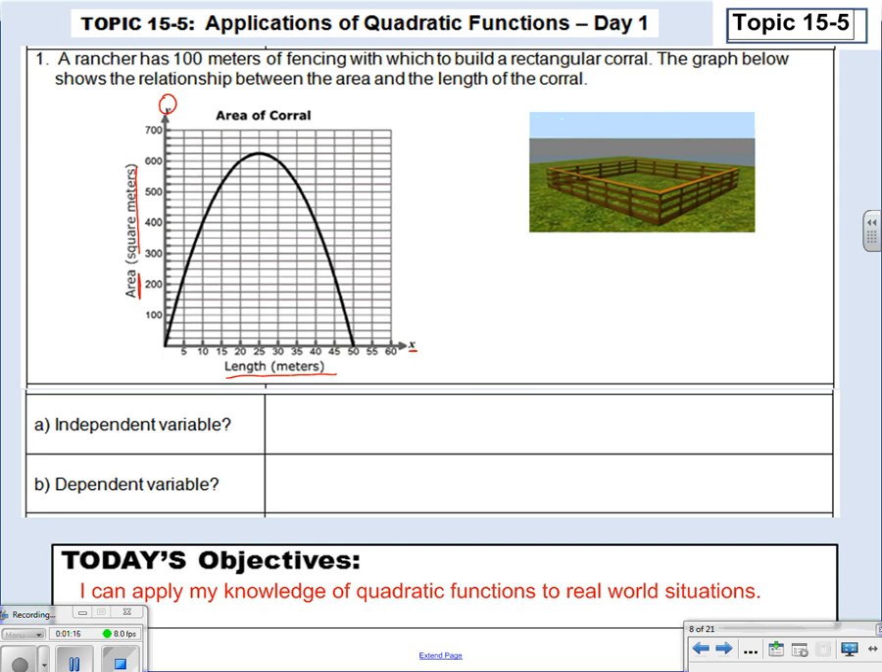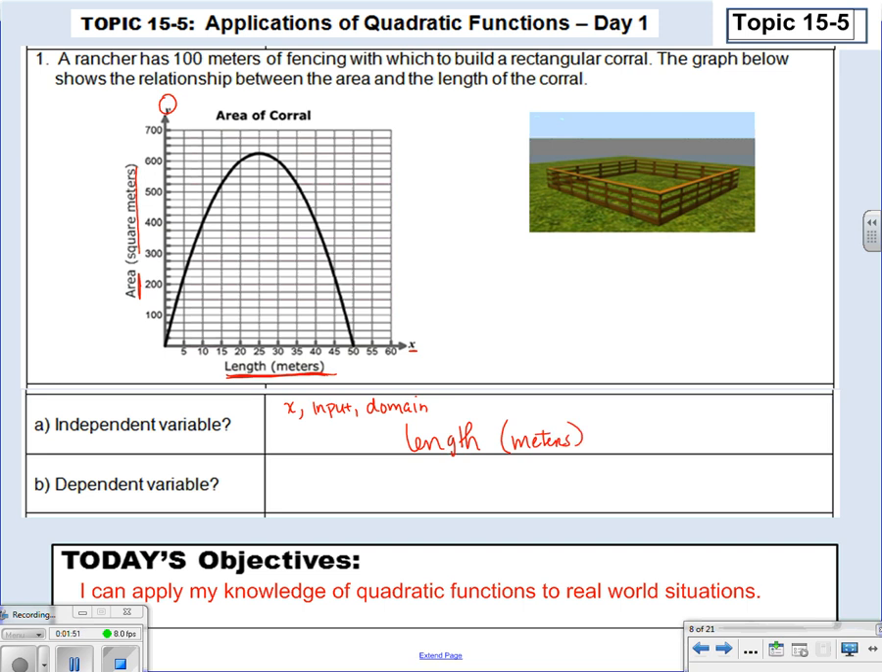The first thing we want to do is identify the independent variable. Remember that the independent variable is your x, also known as your input, and also known as your domain. We have used all these different words to represent the independent variable. And in this case, because we are talking about a scenario, our independent variable actually is the length of the fence itself, and the units are meters.